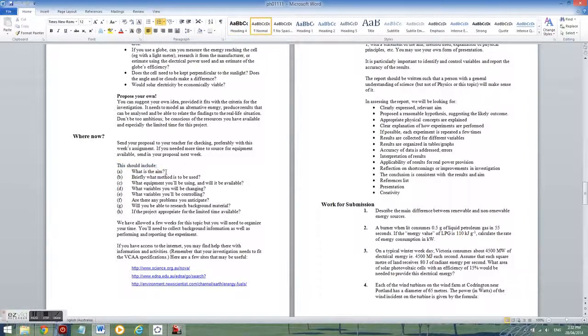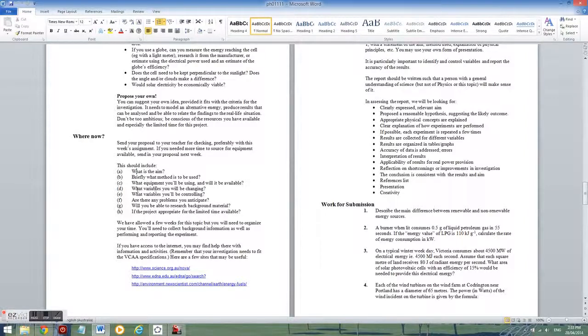Think about what your aim is. What do you want to investigate? Do you want to investigate solar energy, or wind energy, or hydro energy? Depending on what you want to investigate, you need to tell me how you're going to investigate. Just make the proposal short and simple. Make it in dot points if you can.